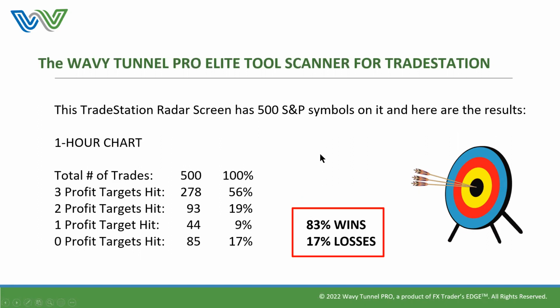Then I ran it on the hourly chart and I got these results, which I was surprised about. The results are a little bit better, but I was very pleased with this. 56% had 3 profit targets hit, 19% had 2 hit, 9% had 1 hit, and 17% had 0 hit. So that means that it's not that they took the full loss, or it just means that maybe some of this has to do with the trades just being triggered and they haven't done anything yet.